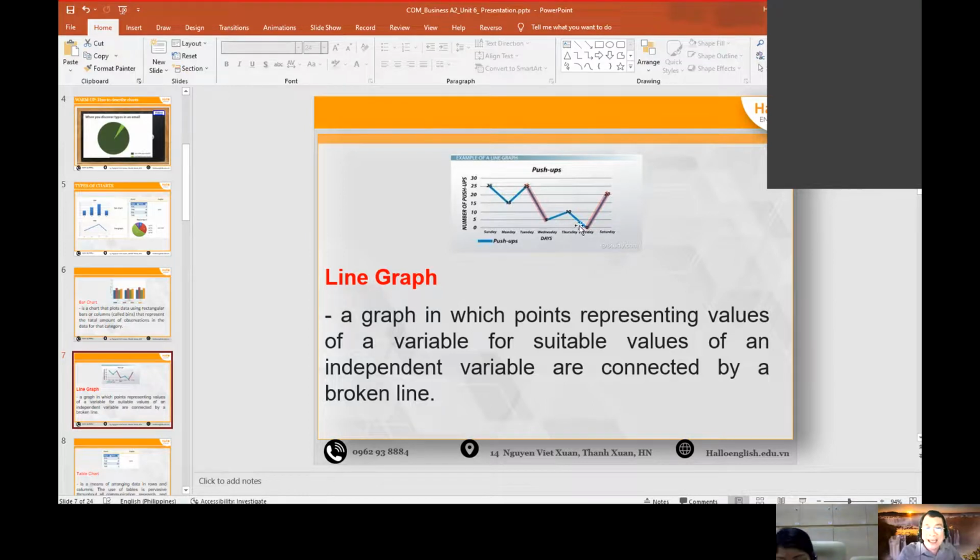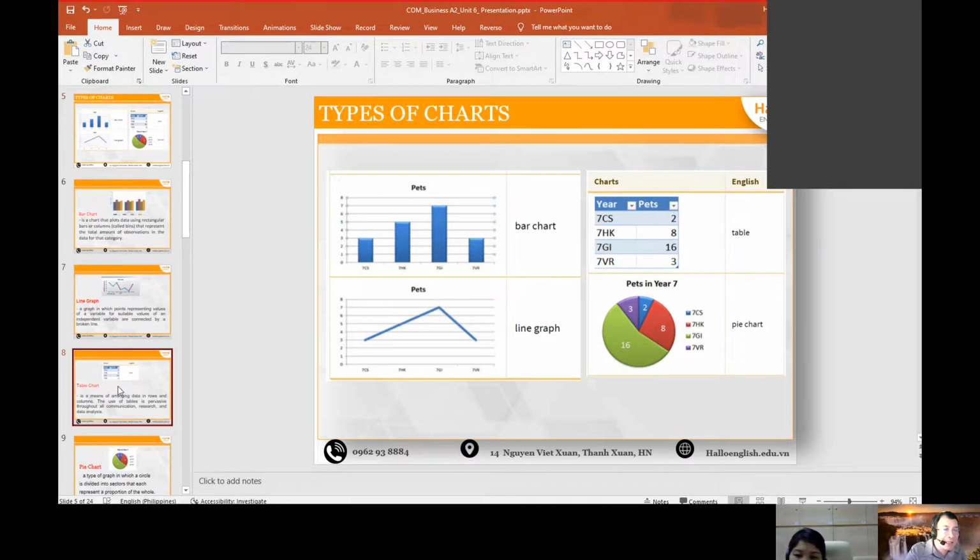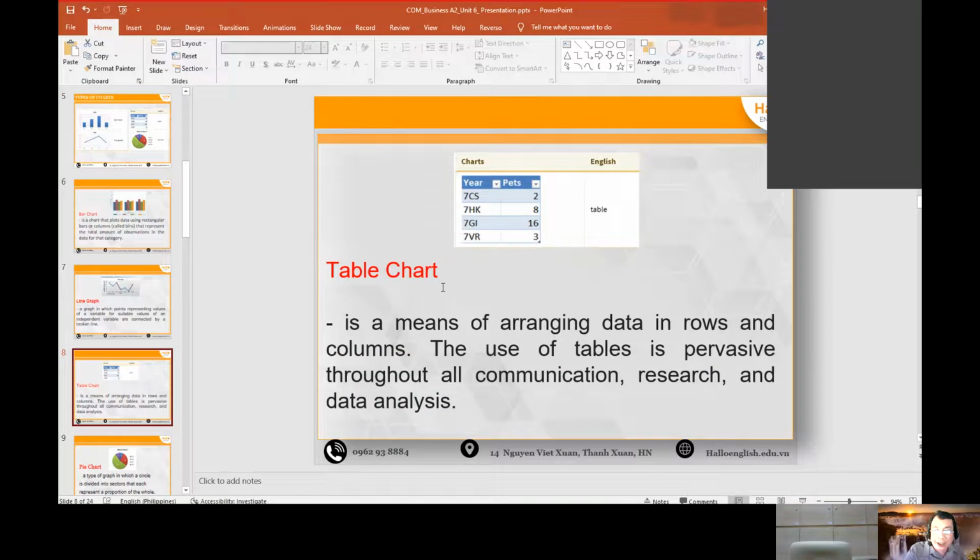So we can see in here, in this line graph, that this one is not progressing because it's mostly going down. It's mostly falling down, right? Okay, so this one is what we call a line graph. Next, what about this one? So we call this one a table chart.